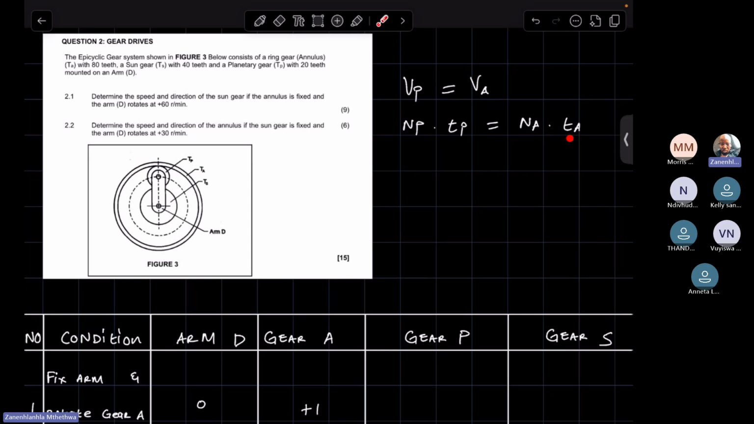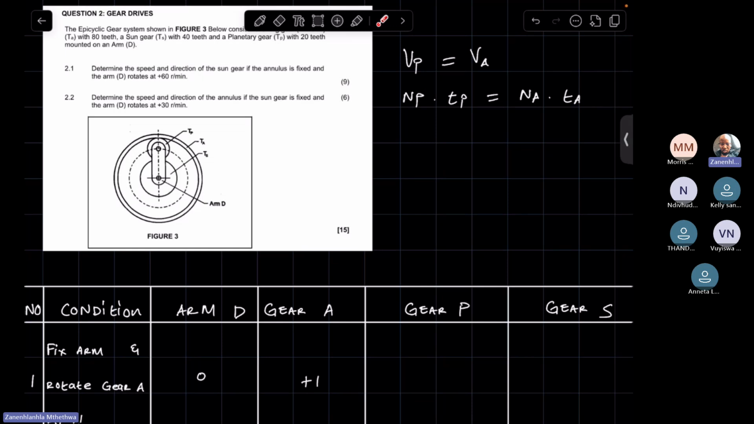The second guideline is to establish direction of rotation. Right? By that I mean we've already established that the annulus is rotating clockwise as per the first condition. So the annulus, which is this one, is rotating clockwise. And clockwise is positive. So mathematically, we represent clockwise as positive. So we are going to leave this as positive.